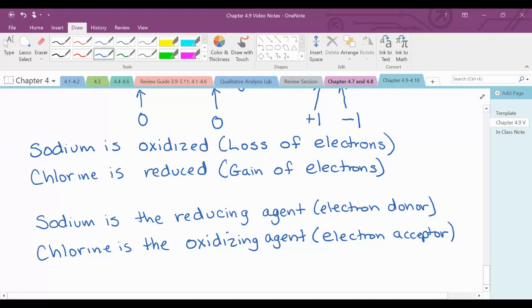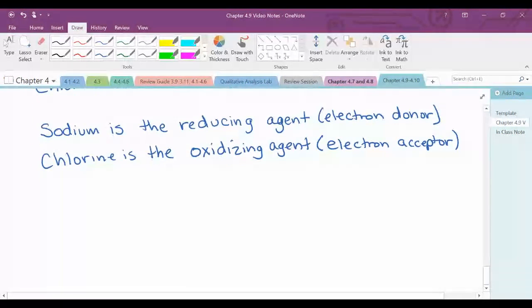And so whenever you're given one of these reactions, you're going to assign oxidation states, determine what's being oxidized, what's being reduced, and then what is the reducing agent, what is the oxidizing agent. And I find it helpful to use mnemonic devices for this. And so I have two mnemonic devices.